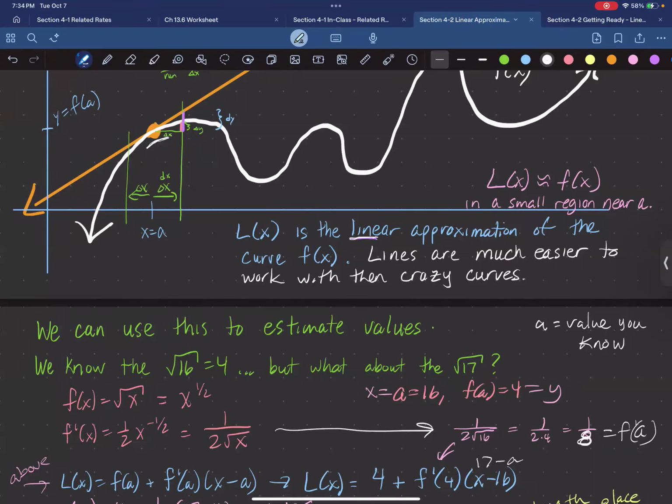If we plug in 16 for a, because we need f prime of a, and a was 16, we get 2 times the square root of 16 on bottom, which is 2 times 4, which is 8. F prime of a is going to be 1/8. Okay? We also needed f of a. We need that as well.